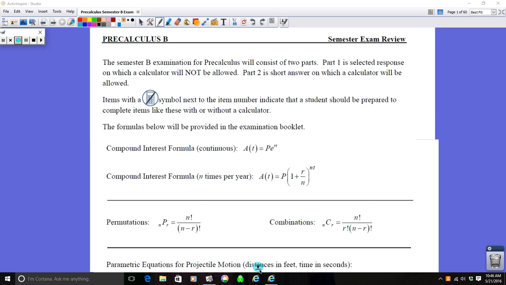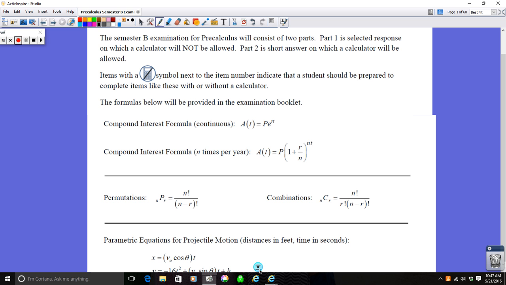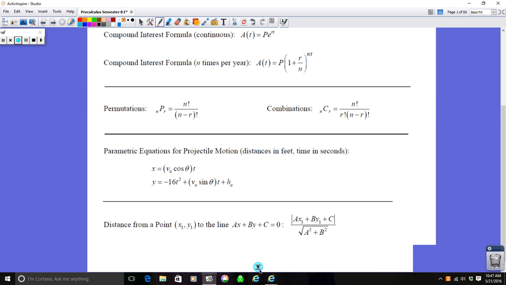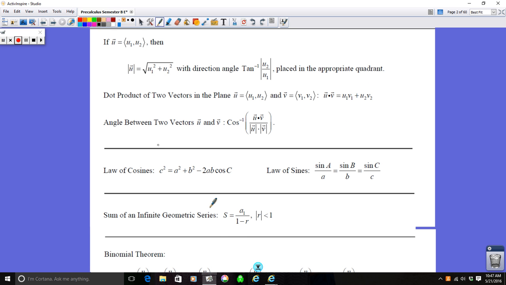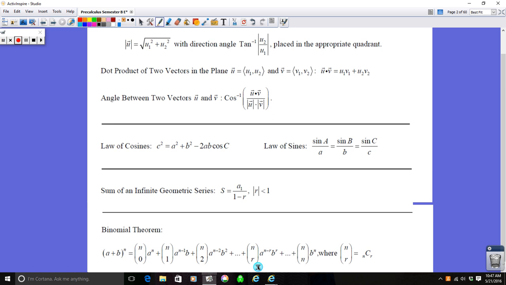These are the formulas that are given to you on the exam review, that are given to you actually on the exam. So be familiar with those and when you use those. I don't know why the law of cosines and sines is on there. It should not be, but everything else we covered this semester.